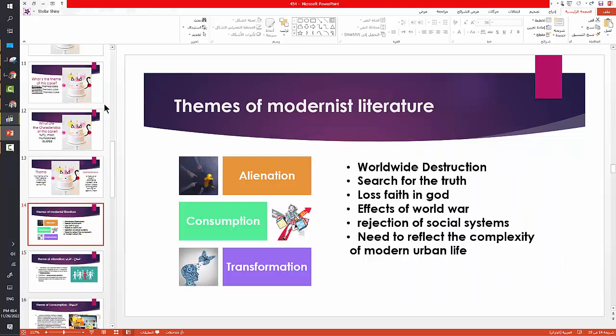Themes of modernist literature, or the essential themes in modernism: we have alienation, consumption, and transformation. We can also add worldwide destruction, search for the truth, lost faith in God, effects of world war, rejection of social systems, and the need to reflect the complexity of modern urban life.